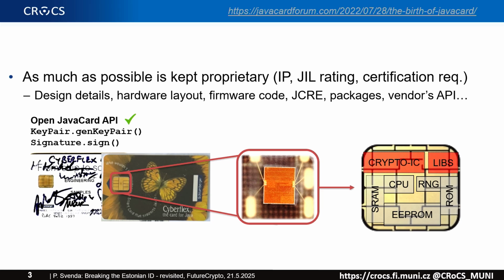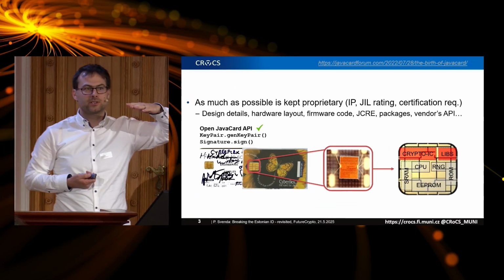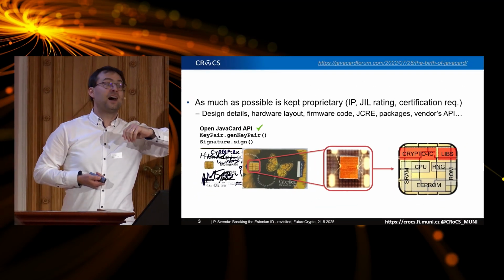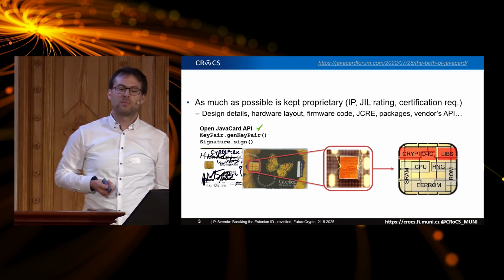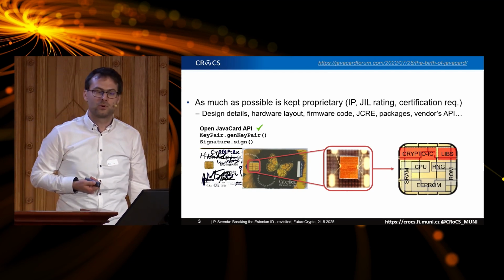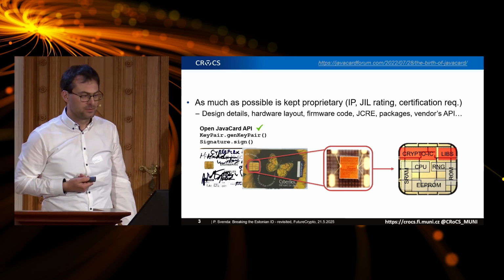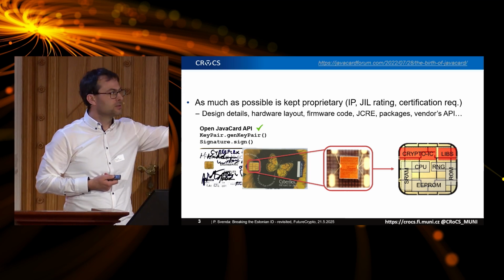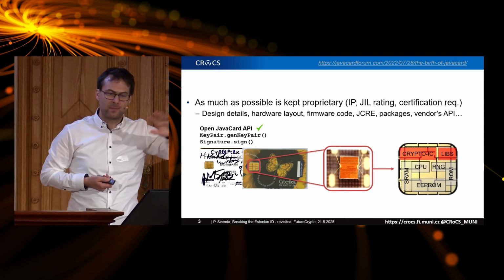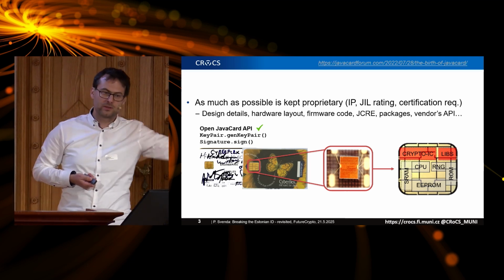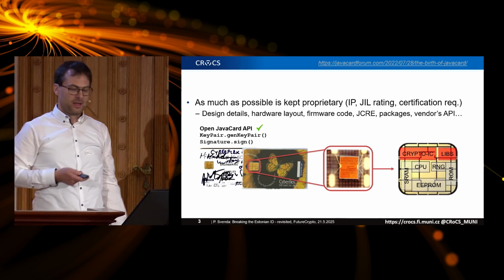Also, certification requirements. They say, if you would like to certify, you need to reach some security level. And for that, you need to show that it's very hard for an attacker to break the card. If you don't give any free samples to academic researchers or the world, it's harder to break it. Therefore, people are motivated not to give samples for independent analysis. So we don't know many things, like design, layouts, packages, implementation, and so on. There's also the vendor API. Some part is public, some part is not.